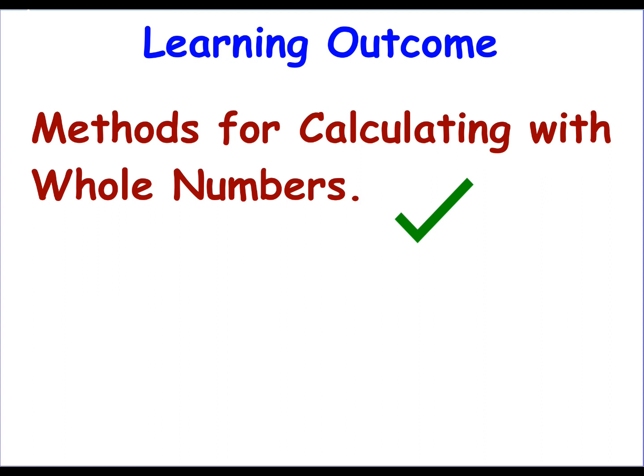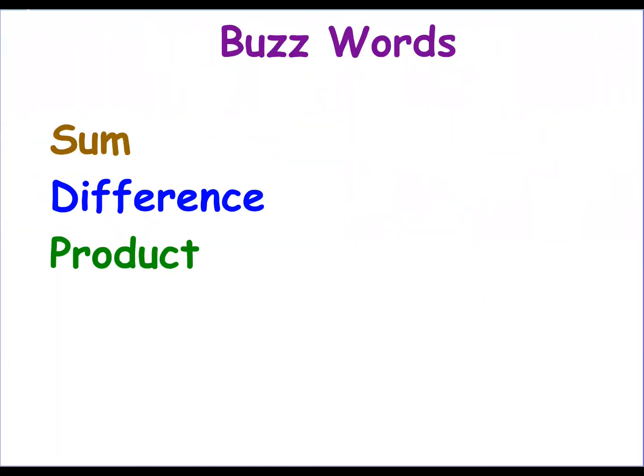And that concludes the learning outcome for this video. So we've looked at the methods for calculating with whole numbers. So the three main buzzwords that we came across in this lesson were the sum, the difference, and the product. So the sum is the answer to an addition question. So what is the sum of 4 and 6? It's 10.